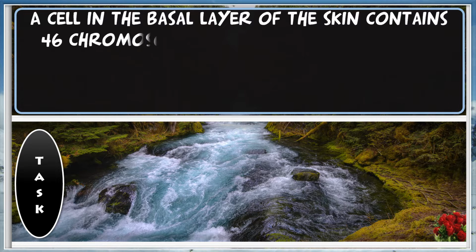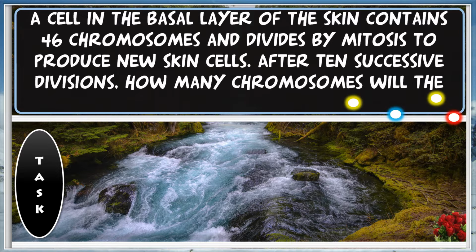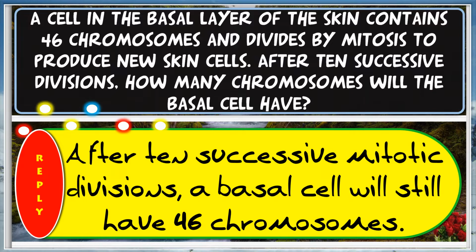A cell in the basal layer of the skin contains 46 chromosomes and divides by mitosis to produce new skin cells. After 10 successful divisions, how many chromosomes will the basal cell have? After 10 successful mitotic divisions, a basal cell will still have 46 chromosomes.